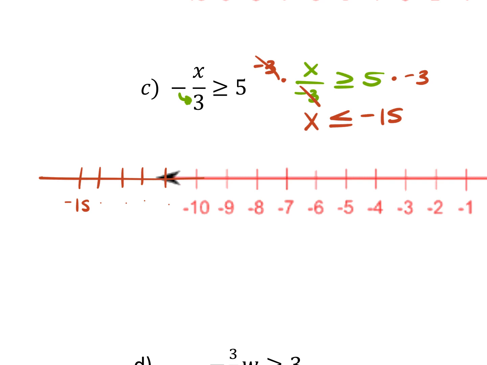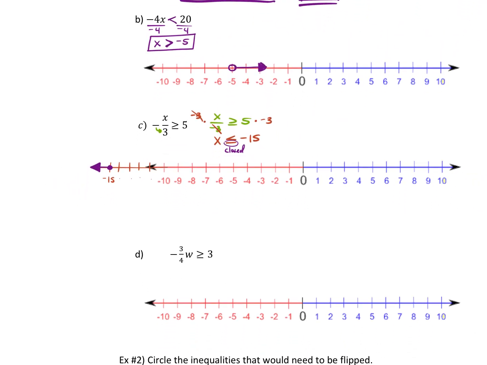Is this open or closed? Closed. How do you know? It's that equal to bar, right? This makes it closed. So this is a closed dot at negative 15. And x is less than or equal to. So which way am I going? To the left. Okay. Questions on that? Okay.